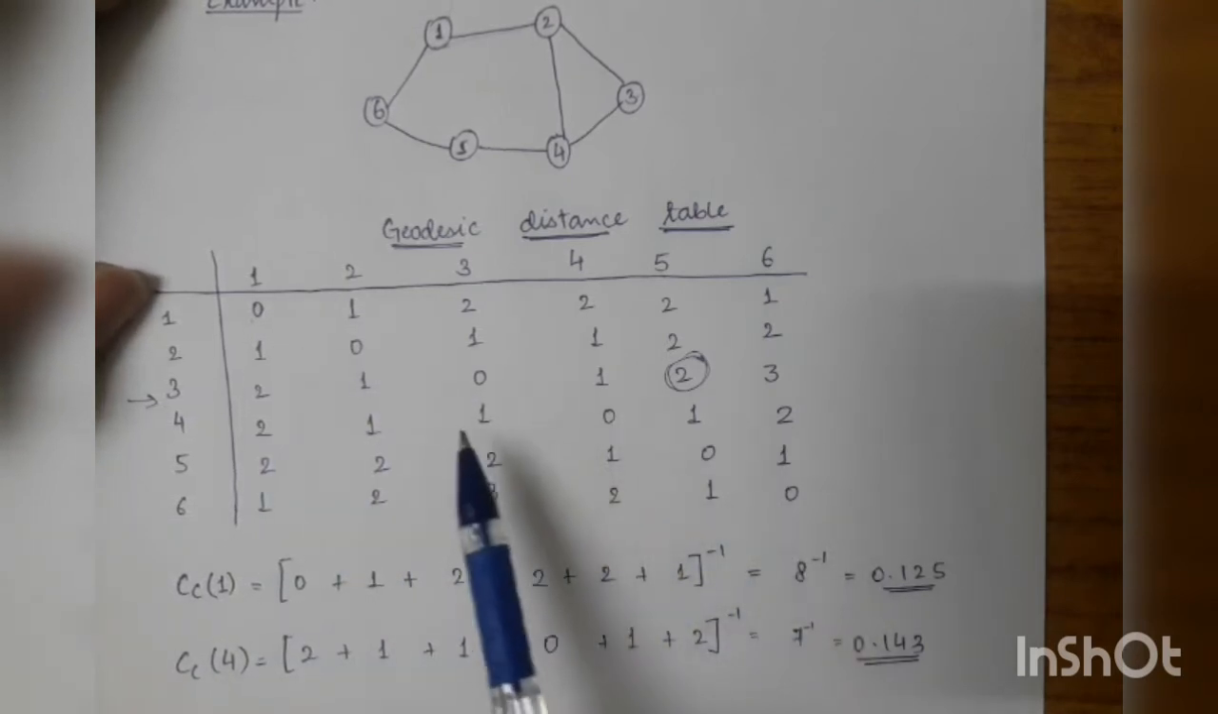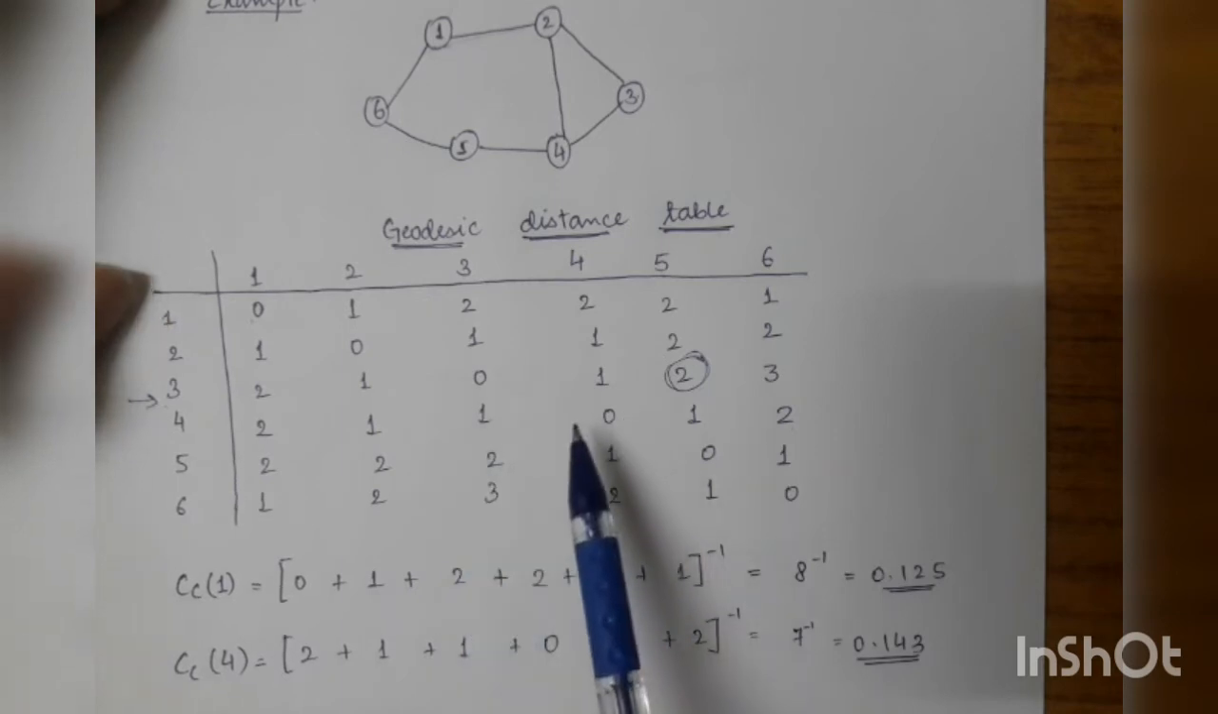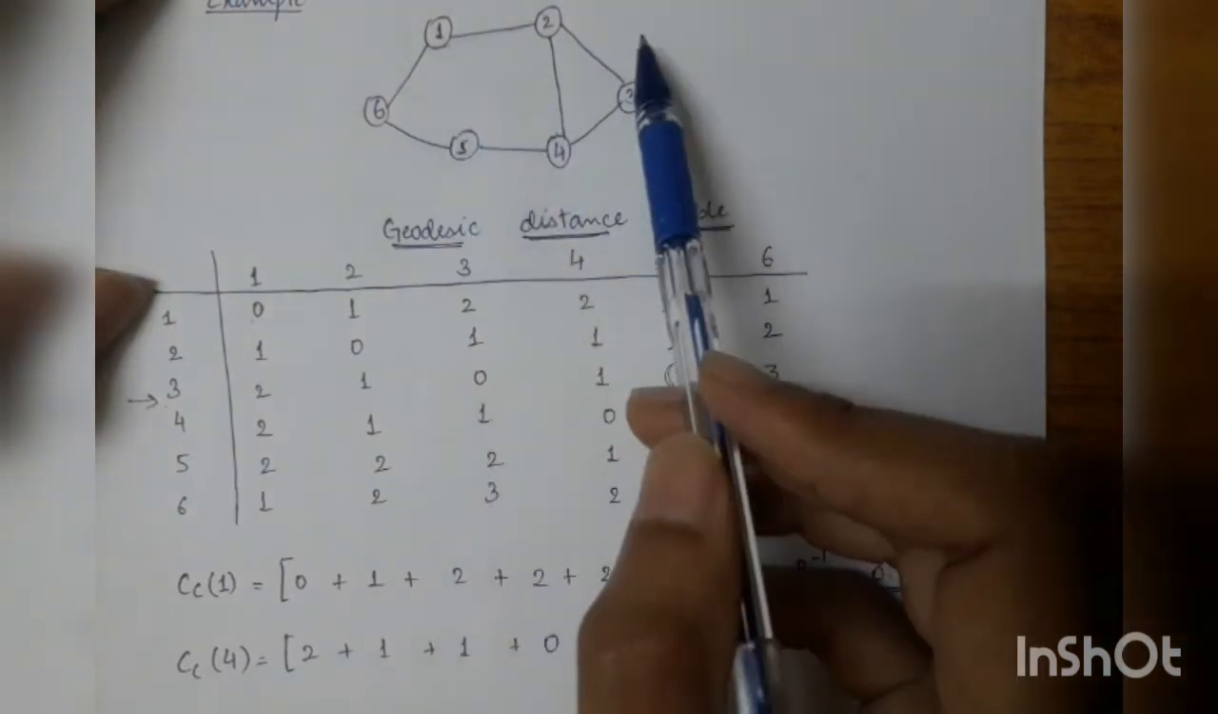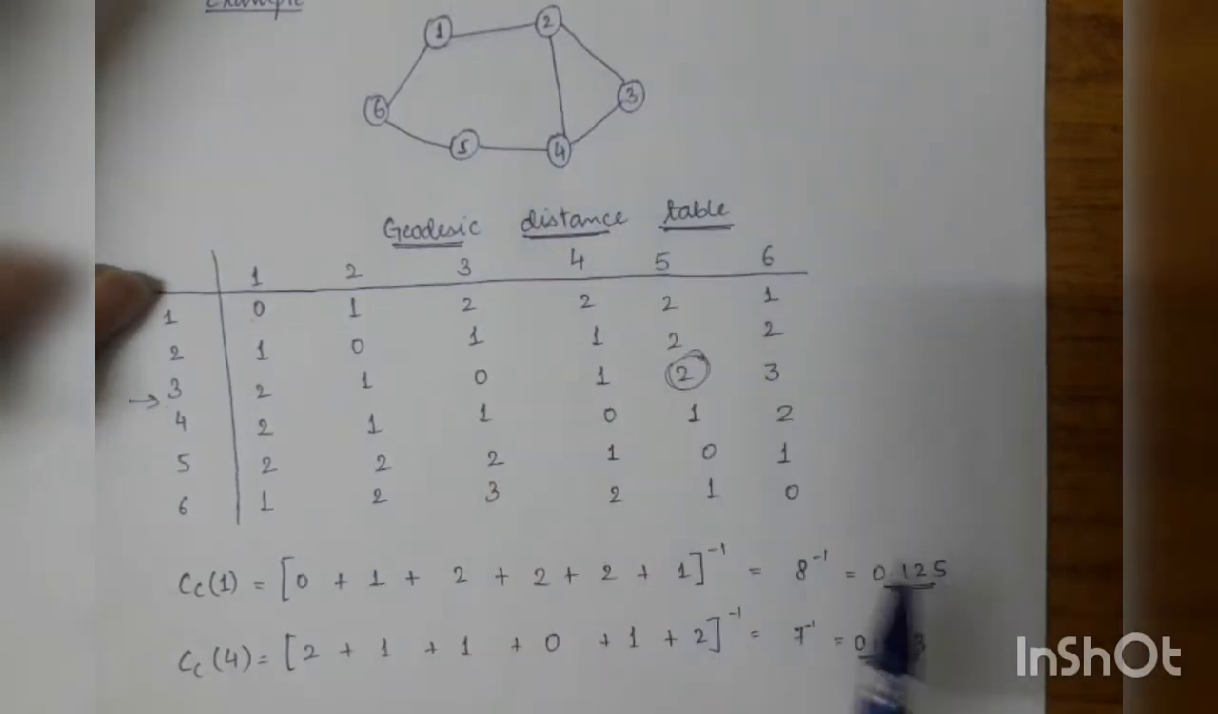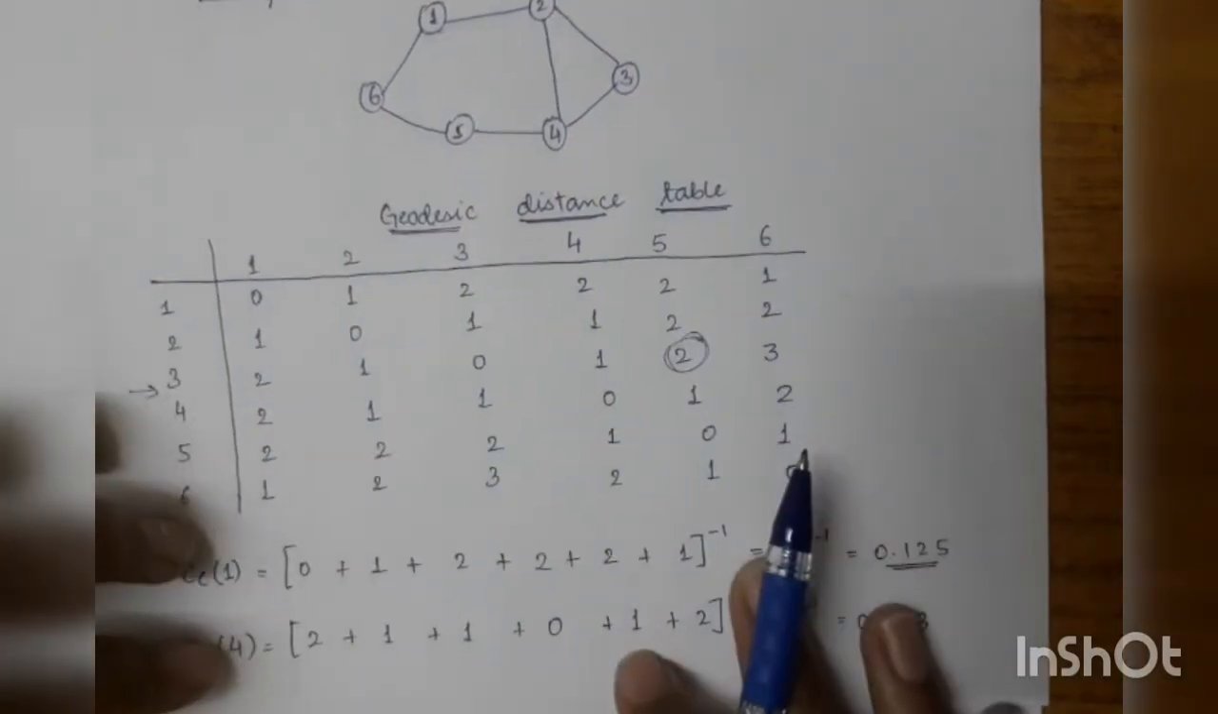And also, since this graph is undirected, the shortest path from Ni to Nj will also be equal to the shortest path from Nj to Ni. This is about the basic closeness centrality.